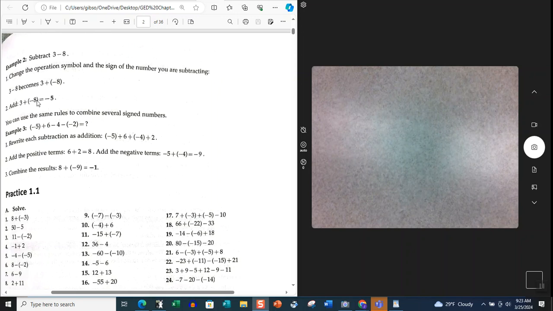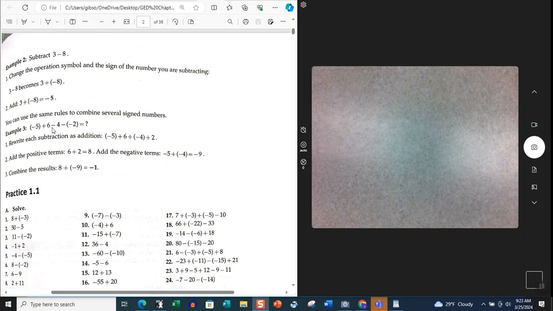Now remember, these have opposite signs. The number that's the largest is 8, and its sign is negative. So we know when we subtract these numbers, our final answer is going to be negative. We know 8 minus 3 is 5, and we carry over the negative symbol. So we get negative 5. It says you can use the same rules to combine several signed numbers.